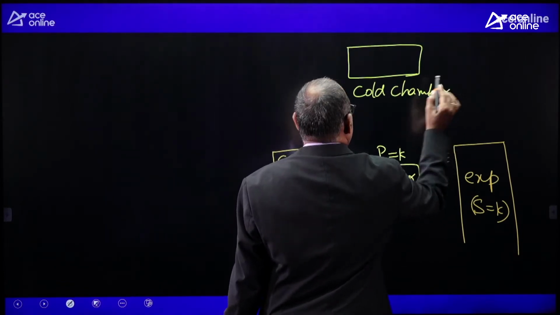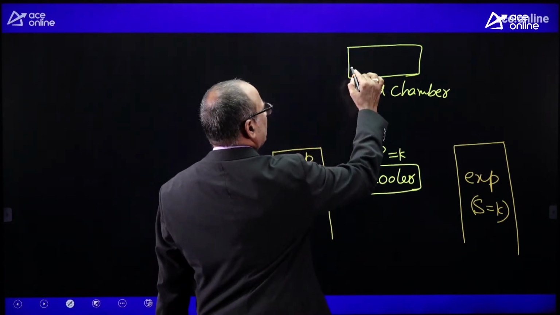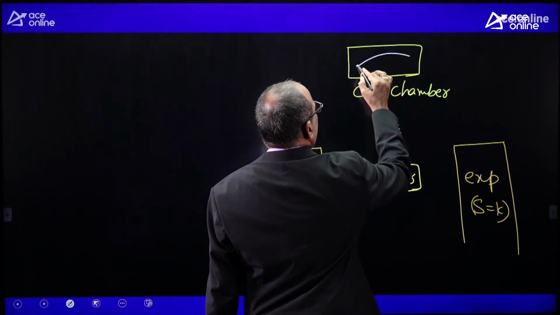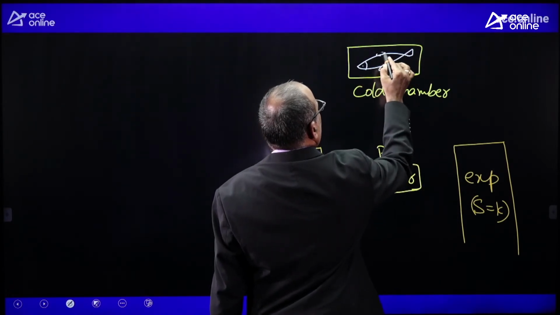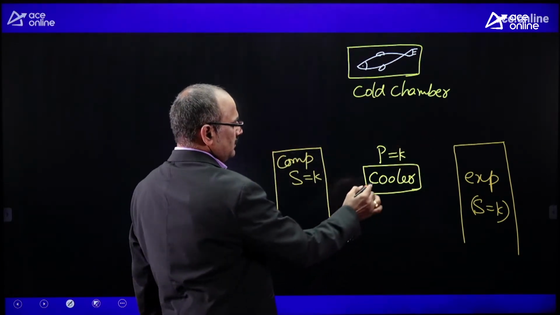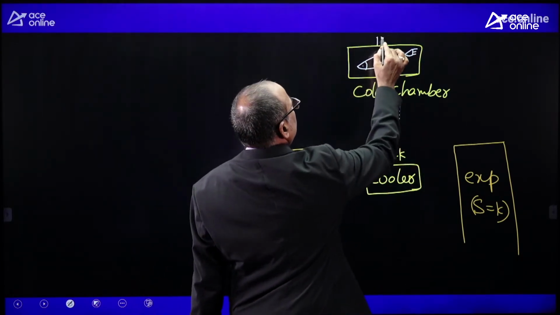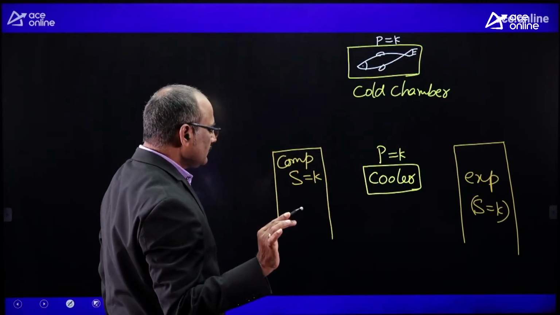The cold chamber is the place where we are placing the working stuff. Where we are placing the working stuff is called the cold chamber. The cooler and cold chamber both are constructed to work at constant pressure.